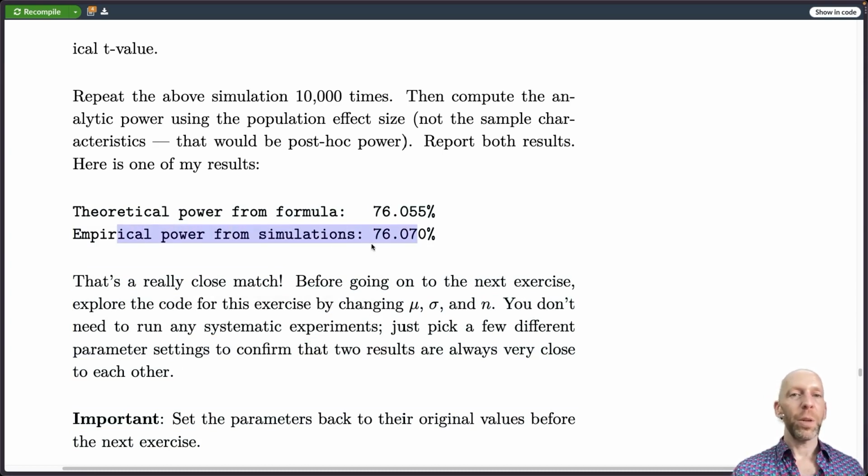Okay, so once you have the code set up, then I encourage you to spend a few moments just playing around with the different parameters. Change the sample size, change the standard deviation, change the mean, and so on. And basically, you should always find, maybe some exceptions if you have a ridiculously small sample size of 2, you're going to get some weird things. But for any reasonable value of these parameters, you should get a really close match between the analytic formula for statistical power and the empirical result of post hoc power.